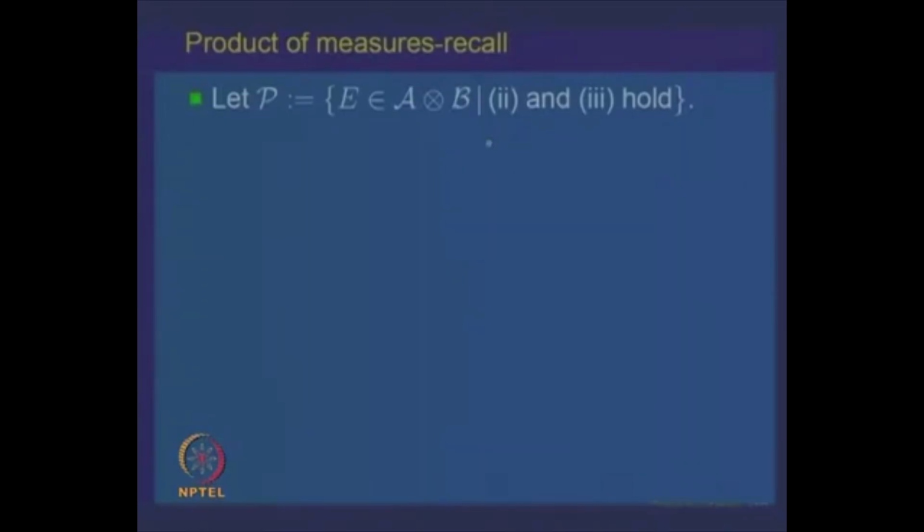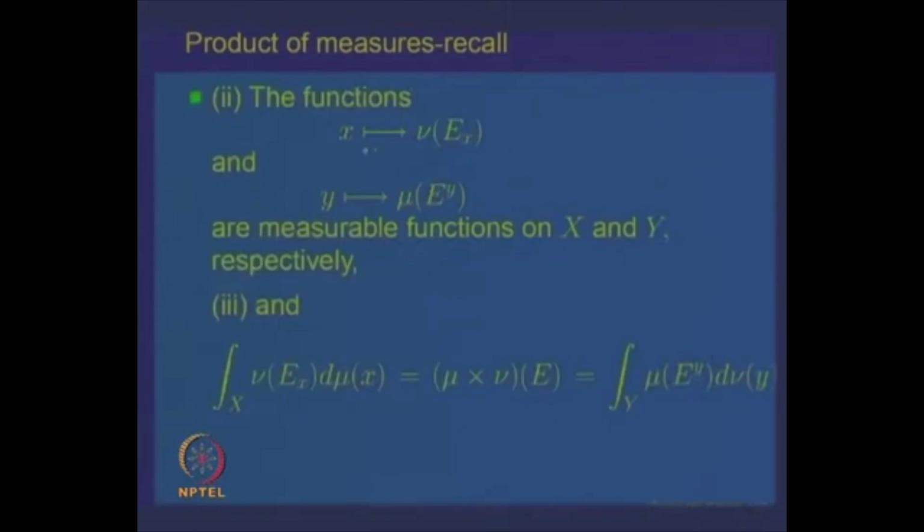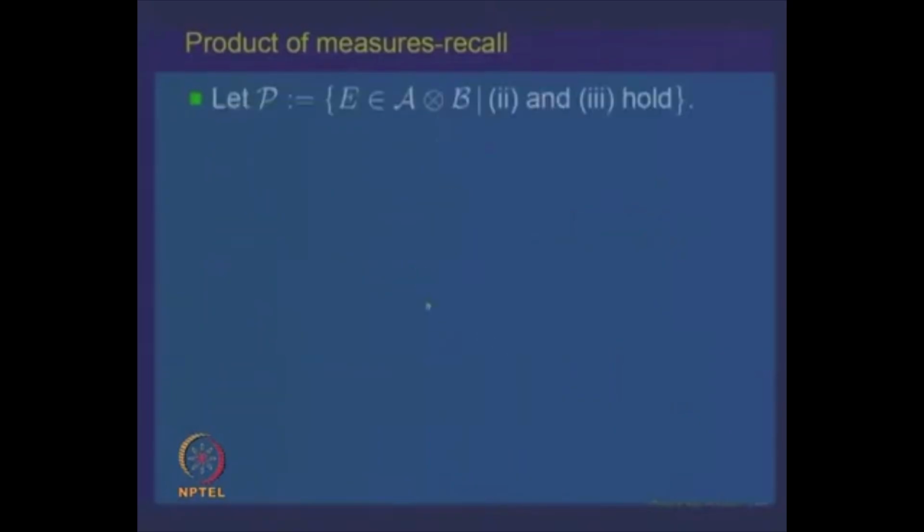So, let us just recall what are the properties 2 and 3. Property 2 is that x going to nu of E_x and y going to mu of E_y are non-negative measurable functions, and property 3 says that the integral of nu of E_x with respect to mu is the same as the integral of mu of E_y with respect to nu, and both are equal to the product measure of E. So, if both these properties hold for a set E, then that set is in the collection P. Our aim is to prove that P is equal to the product sigma algebra A cross B.